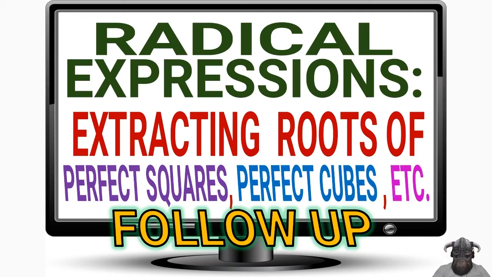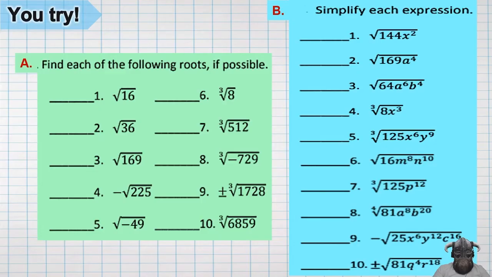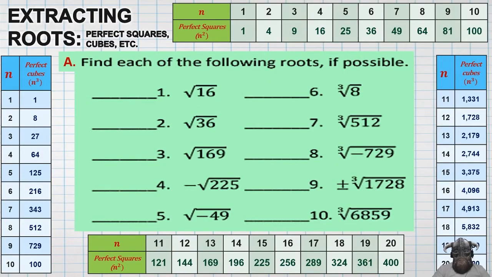Okay, for today, we'll be checking your exercises on extracting roots of perfect squares, perfect cubes, perfect power 4, and power 5 on different radical expressions. So, yesterday, I asked you to answer the following, A and B. So, yan, check na natin siya for today. So, on letter A, it says, find each of the following roots if possible. If hindi, meron naman tayong sagot.